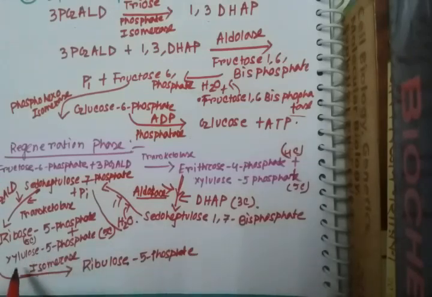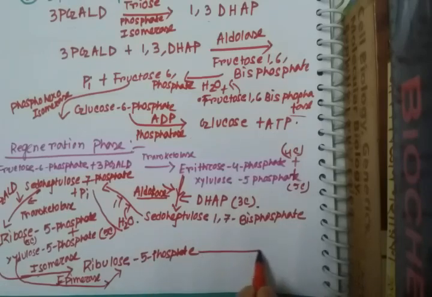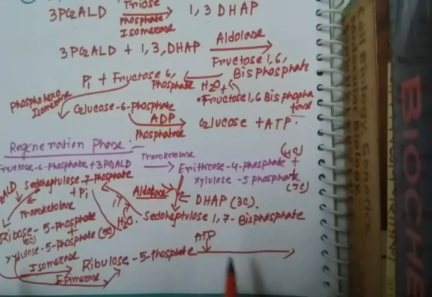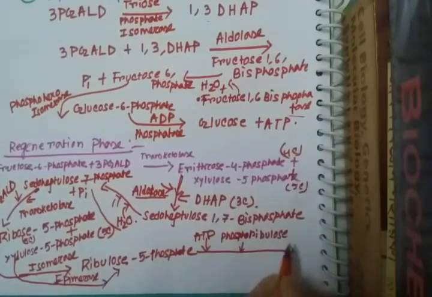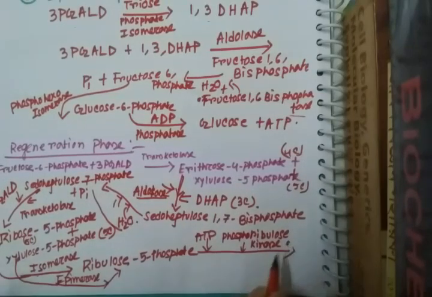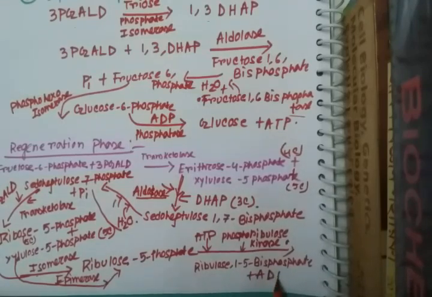And xylulose 5-phosphate also, here another enzyme acts, that is epimerase. It will also form ribulose 5-phosphate, and the ribulose 5-phosphate with the help of ATP and the enzyme phosphoribulokinase, which is a kinase, will form ribulose 1,5 bisphosphate, and also ADP will be formed.